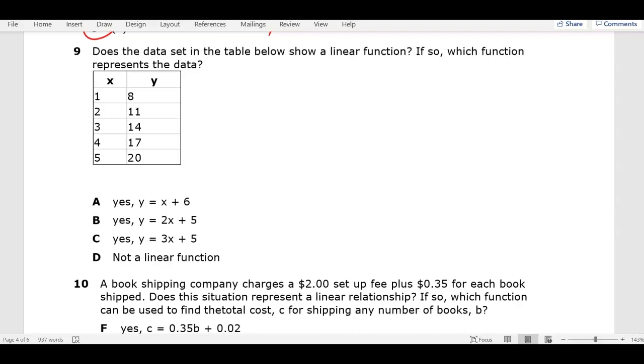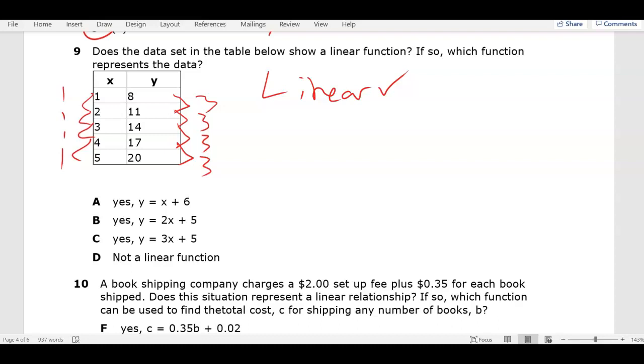Okay. Now, we can tell if it's linear. So 8 up to 11 is 3, 11 up to 14 is 3, 14 up to 17 is 3, 17 up to 20 is also 3. On this side, it's changing by 1 each time. Hey, that looks like it's constant, so I would say it's linear. Good. And now we can find the equation.